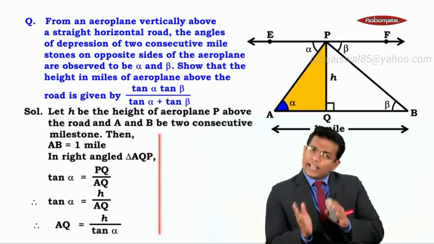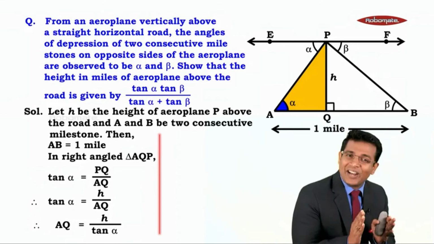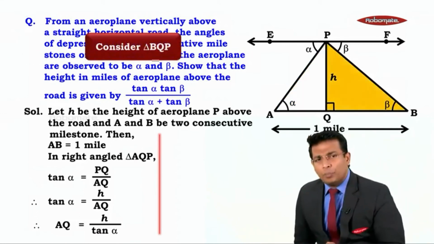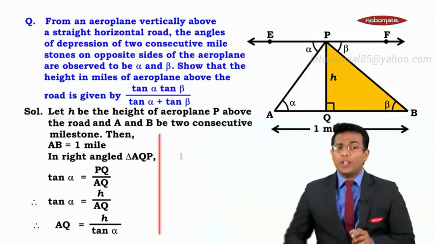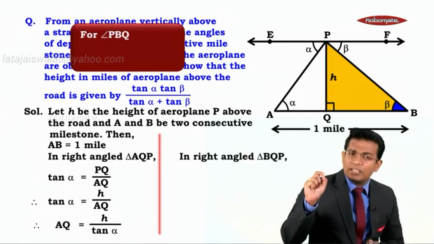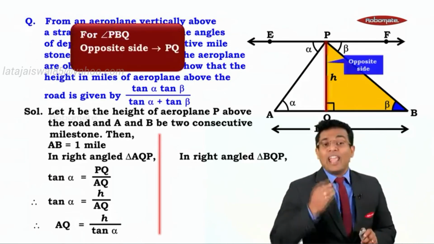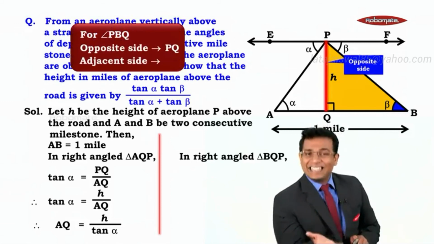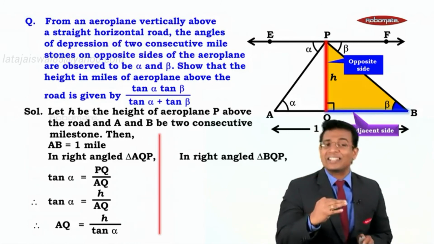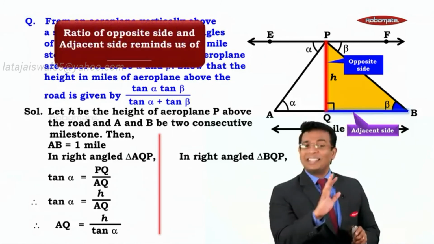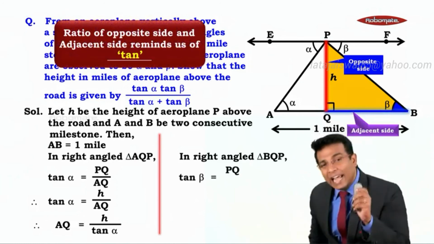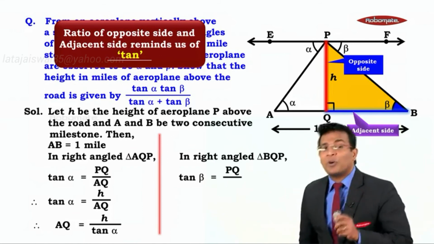Same way, we follow the same thing for the next right angle triangle which we have, that is triangle BQP. Let's do that. So in that right angle triangle BQP, observe that angle beta. For that angle beta, we have the information about the opposite side, which is nothing but PQ, and we need to gather information about the adjacent side, which is nothing but BQ. So we talk about opposite side and adjacent side. Which ratio comes to your mind? Yes, it is nothing but tan. So we use tan of that angle, that is beta. So we write tan beta is equal to PQ upon BQ.